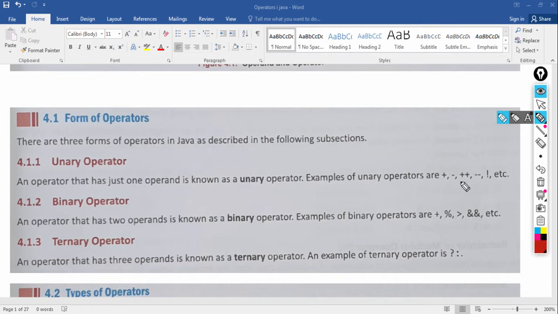And we'll be looking at the other examples like this, plus plus and minus minus, shortly ahead.